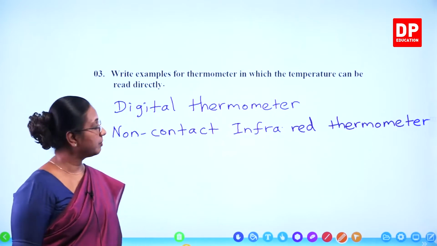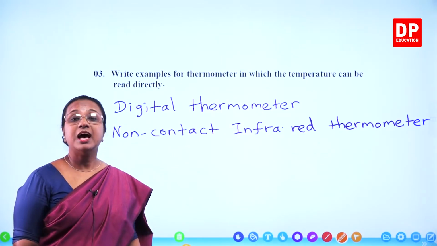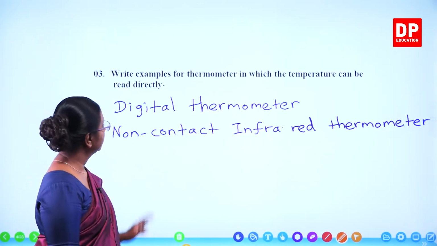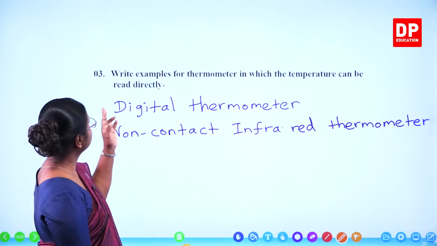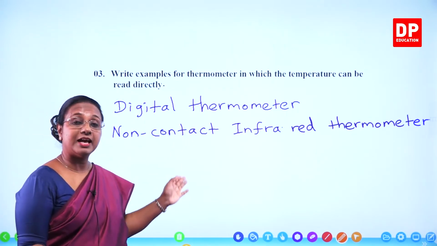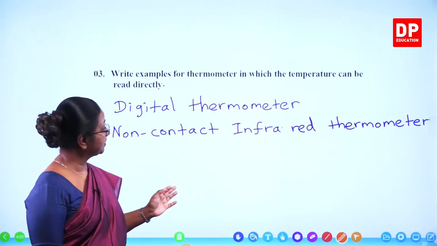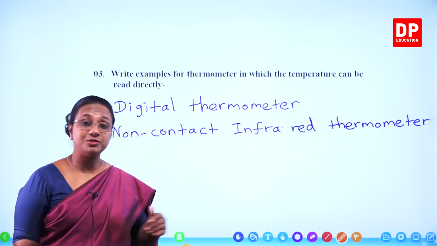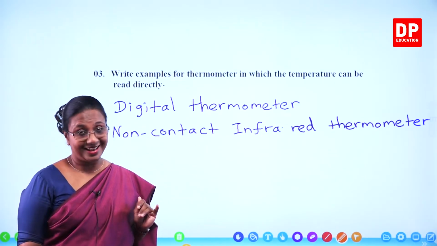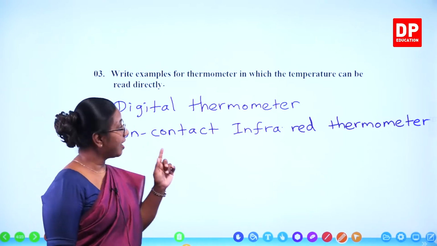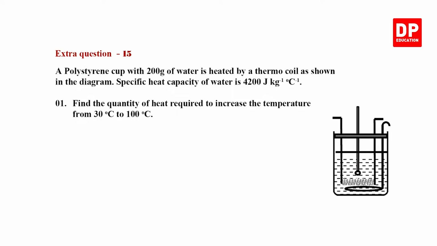Non-contact infrared thermometer, or you can even write it as IR thermometer. So either one is correct. Since they have asked to write examples, I have written both the examples. I am sure you were also able to write all these answers correctly. So with that, students, I am going to move on to the next question.